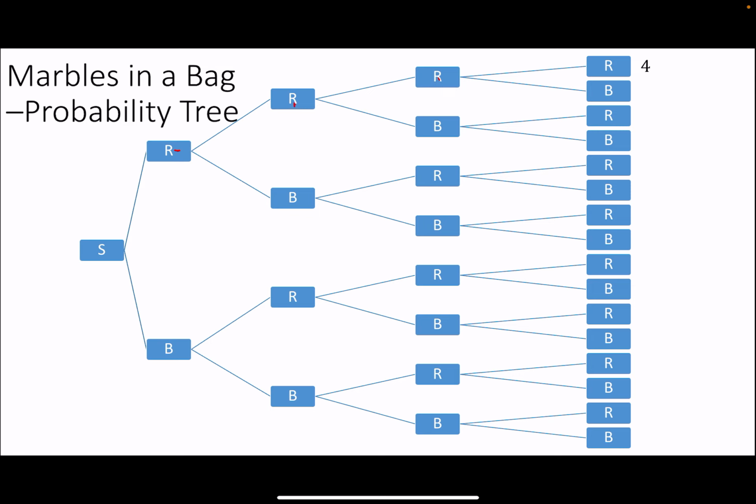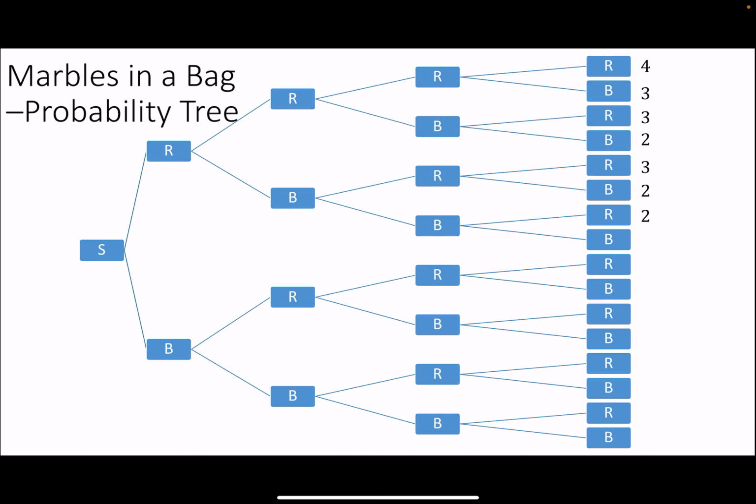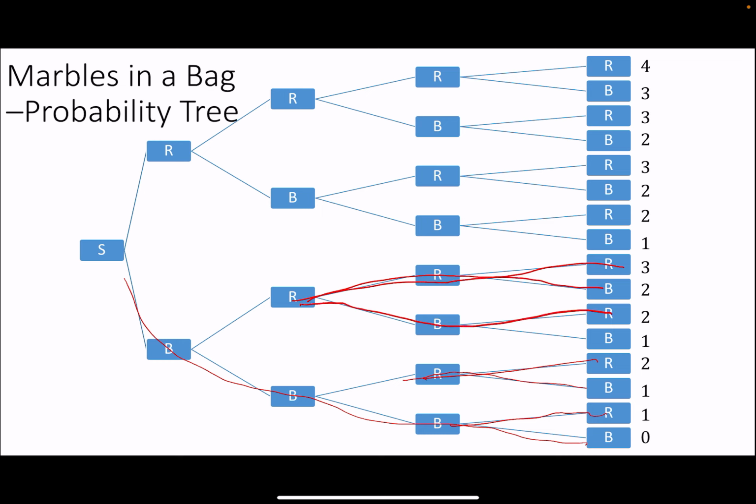So there's 4 reds here: 1, 2, 3, 4. This path has 3 reds. And this path, we'll just count them all, has 0 reds. This one is blue, red, so there's 1, and red, that's 2. We count the rest the same way.